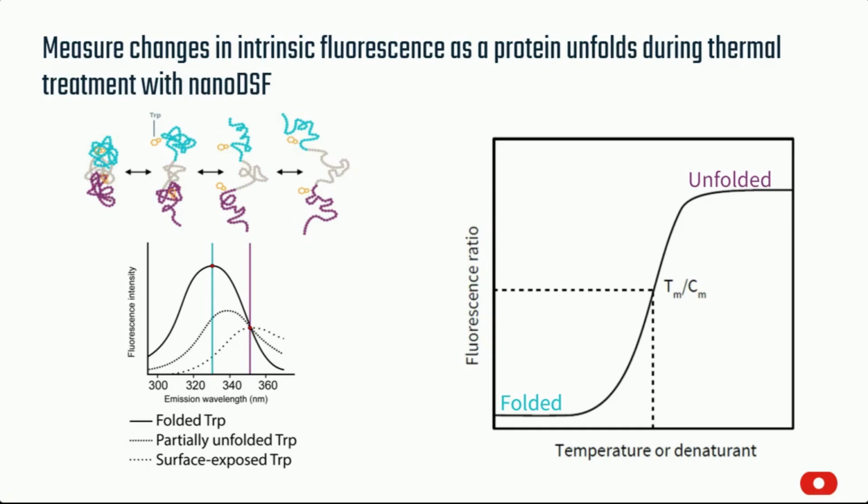And so what we actually do is demonstrated on the right. We plot a ratio of the 350 divided by the 330 nanometers. And we plot that versus either the temperature or the concentration of chemical denaturant. And from that, what we're able to do is build these really nice unfolding curves from which you can derive useful parameters such as the TM at the inflection point of that sigmoidal unfolding curve.